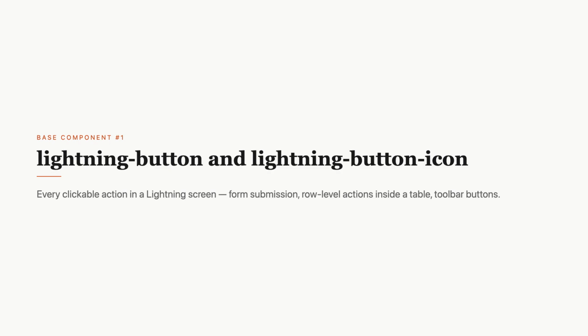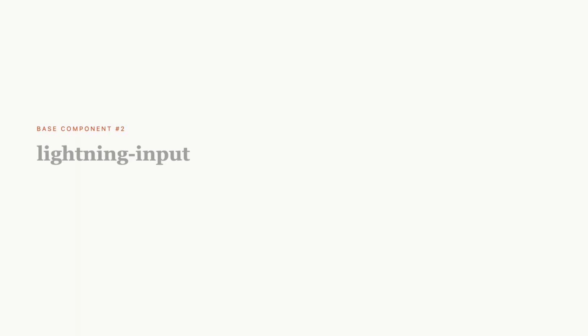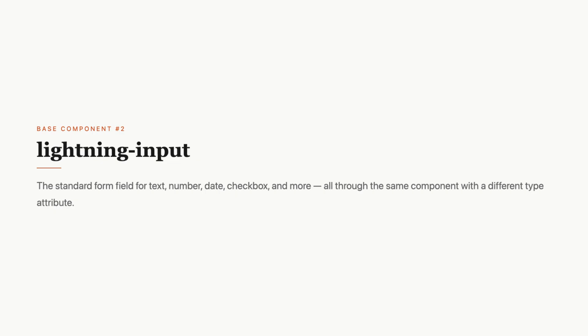Fifth, lightning record edit form and its sibling lightning record view form, record-bound forms that read your object's field-level security and page layout automatically, without you writing a single SOQL query yourself. Here's a lightning record edit form bound to an opportunity record, with 2 output fields inside it, name and amount. No Apex, no manual query. The form handles field-level security on its own.